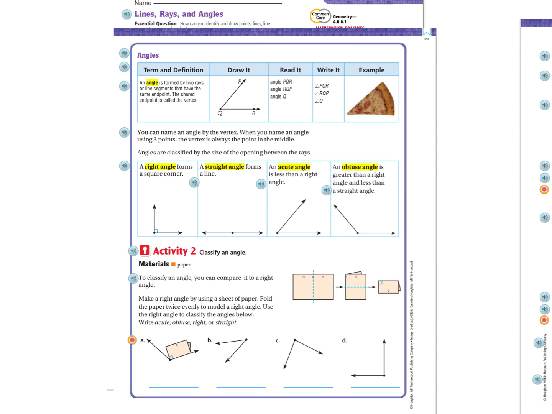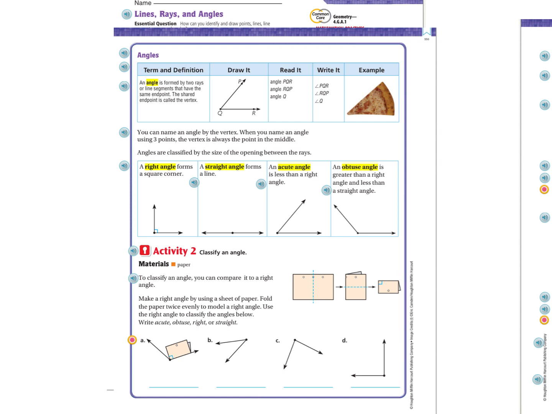And we always have papers available, even on tests on the computer. So you can always take the paper, fit it right into that corner, and if it fits just right, it is a what angle? Right. Good. Okay, a straight angle, everyone show me with your arms. A straight angle forms a line. What does a straight angle form? A line. Good. And that's 180 degrees. Okay, straight angle is 180 degrees. You can see these right here on the board.